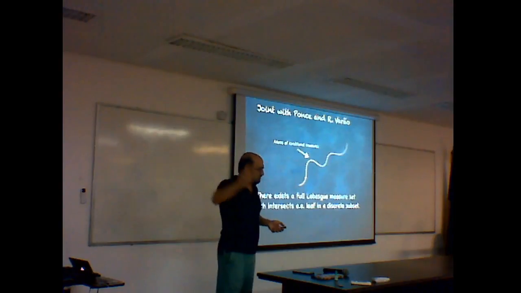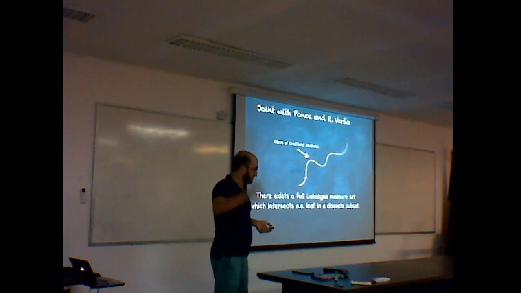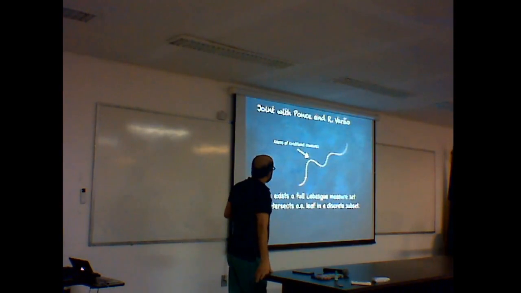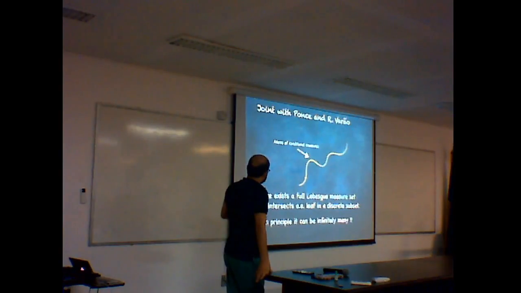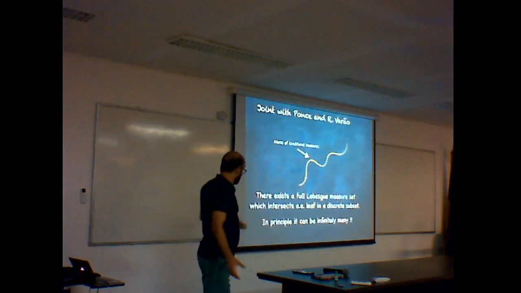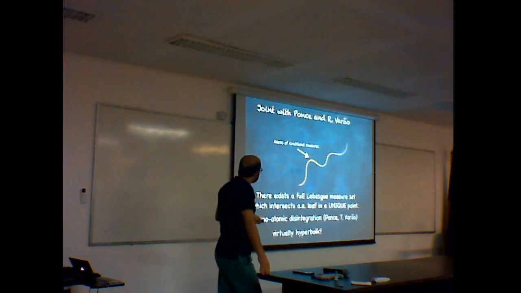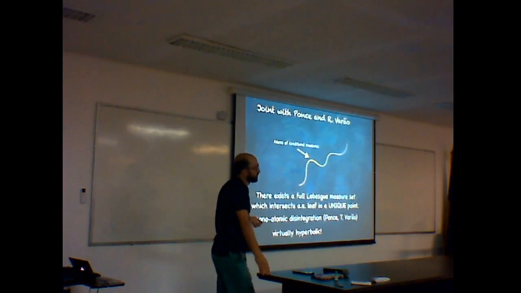But you may have too many collapse intervals, countably many. And what we proved is that, in fact, you can't have more than one. So these are the stable, central stable manifolds, and in principle it can be finitely many atoms, but we proved that there exists a full Lebesgue measure subset which intersects almost every leaf in a unit point.